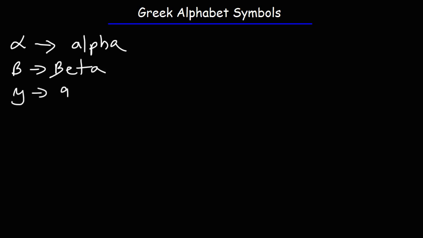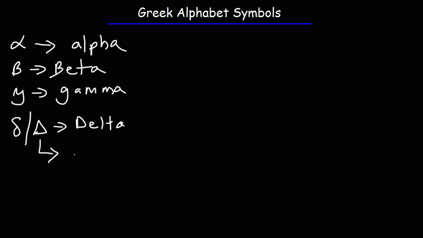Next, we have the Greek symbol gamma. After that, you have the symbol delta, which can be represented in any of these two forms. The first one is the lowercase Greek alphabet of delta. The second one, the triangle, is the uppercase. The triangle, you'll see this in calculus. This means change. So for example, delta x, that's the change in x, or delta y, the change in y.